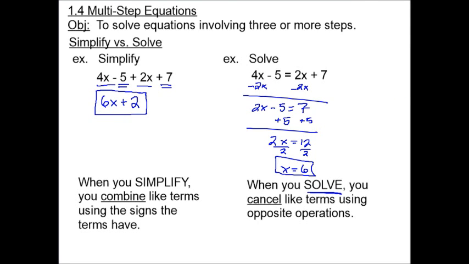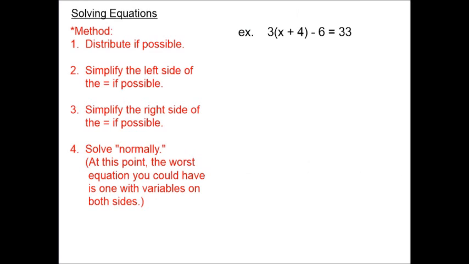Alright, let's go. Now I'm going to give kind of this list for a method here for solving equations. Number 1, we're going to distribute if possible. Then we're going to simplify the left side of the equal sign if possible, and remember that means combining like terms. Same thing with number 3, we're going to simplify the right side, combining like terms just on the right side by itself. And then from there we should be solving normally, and really if we followed 1, 2, and 3, the worst thing we should have is an equation with variables on both sides. So here we go, let's follow the steps.